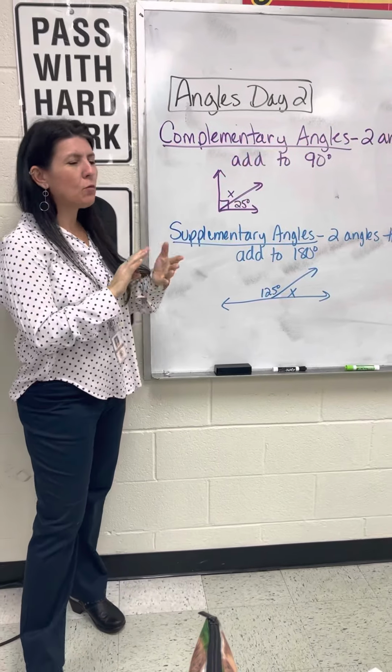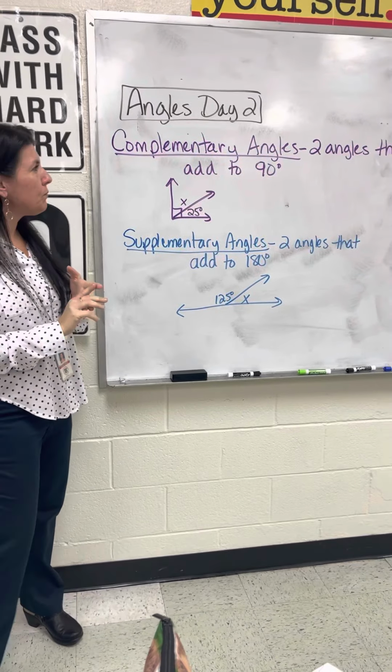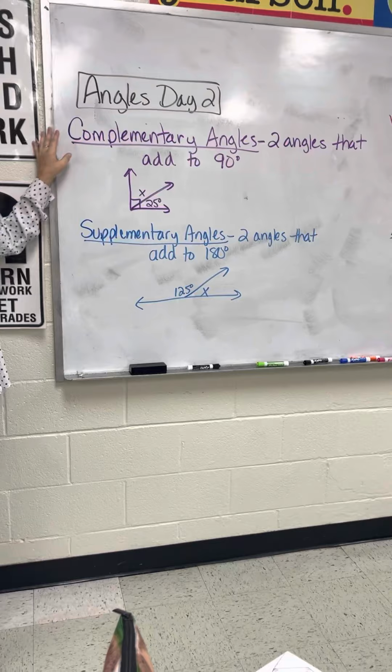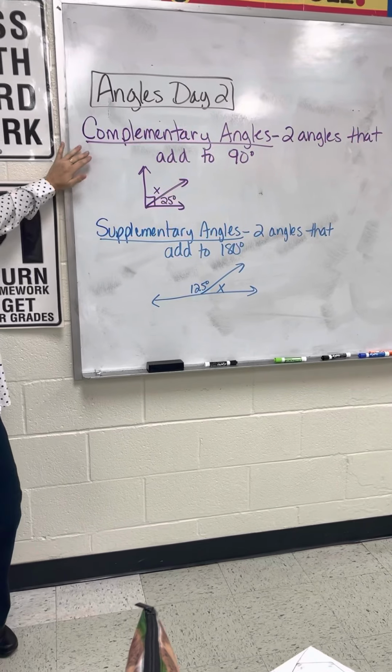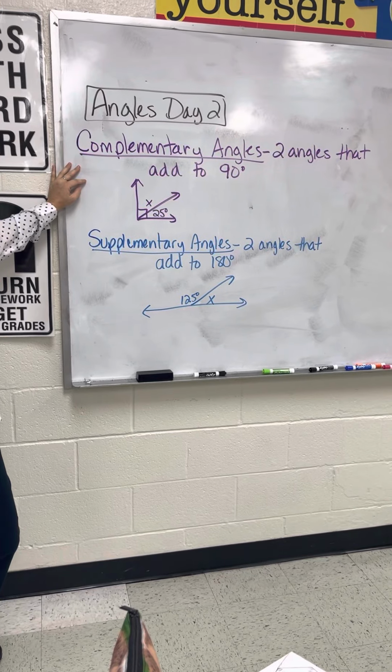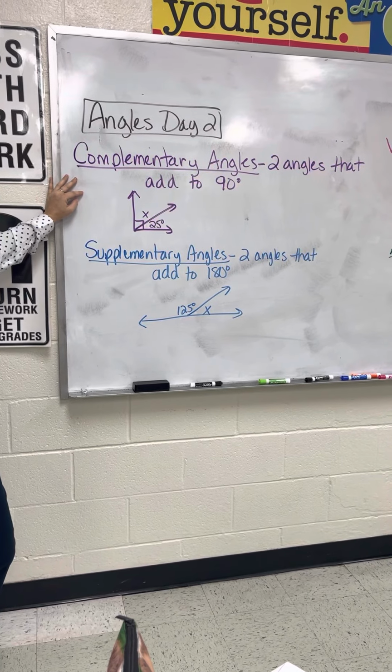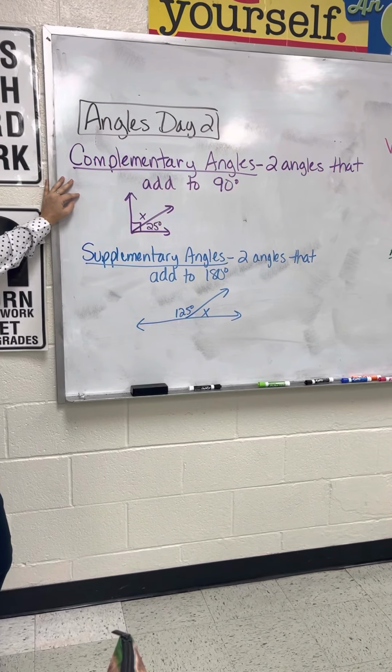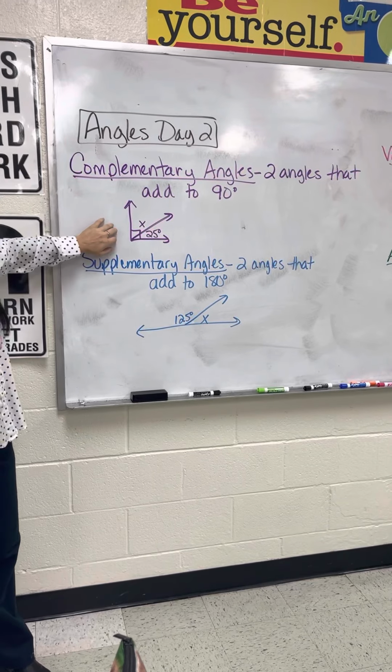Okay, we're talking about 4 key terms today with angles. 2 of the important ones are complementary and supplementary angles. Complementary angles are 2 angles that add to 90 degrees. So it can be any combination of 2 numbers that add to 90 degrees or 2 angles that add to 90 degrees. Here's an example here.